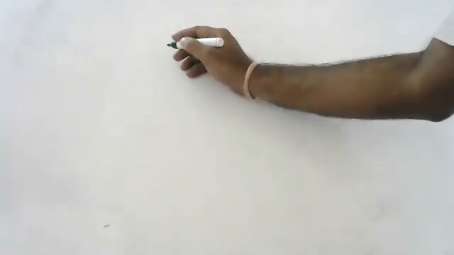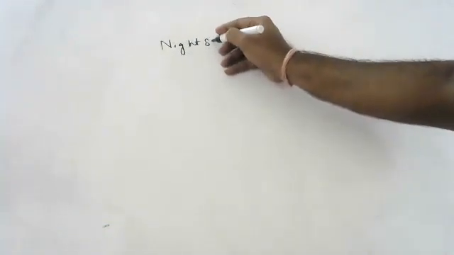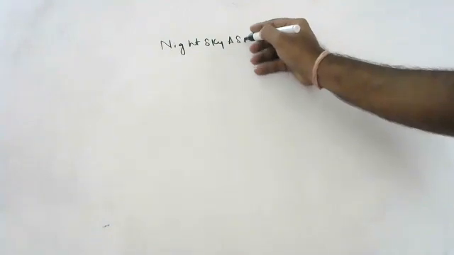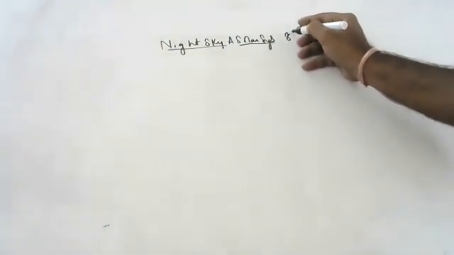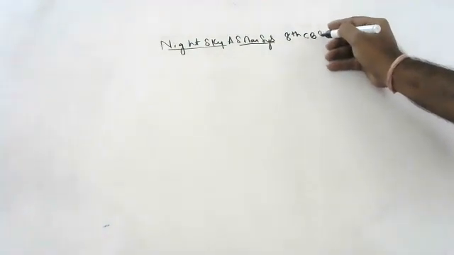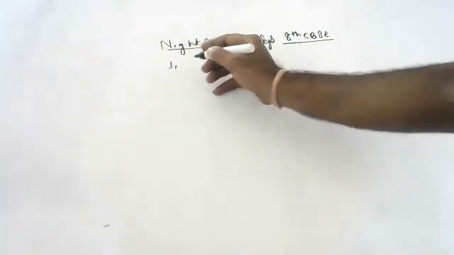So children, we are discussing stars, night sky and solar system. 8th class. So children, before starting this lesson, let's discuss some important terms.